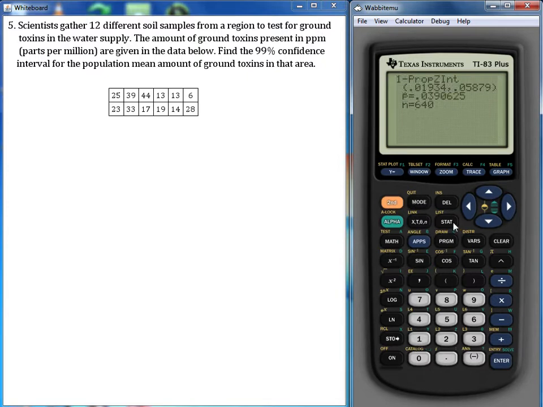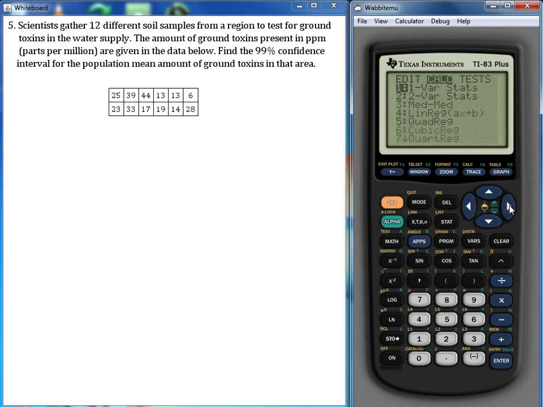So I'm going to go under Stat and Edit and start entering the data as I see it here. So 25, 39, 44, and so forth here. So after I get all that data in, I'll go back to the t-interval function and then allow it to come up with the interval for me. But I need to give the data here to start with.